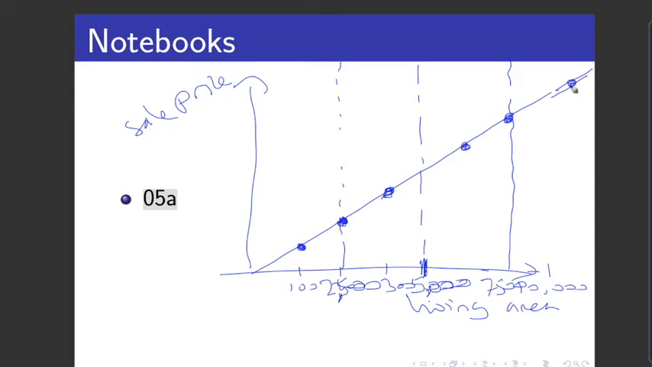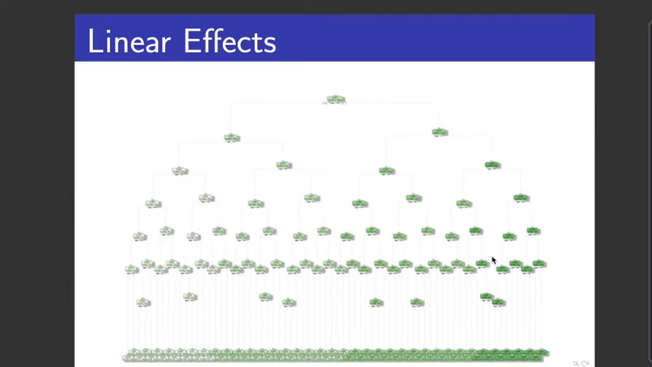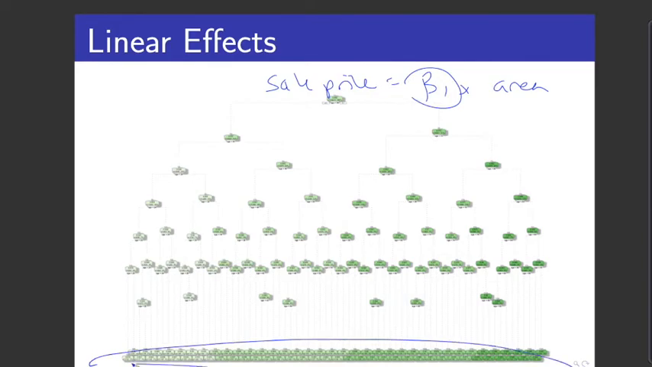Something like that. If we want to have separate predictions all the way up and down this line, the only way to do it is to split again and again and again until we have a split for every different value of living area. And what does such a decision tree look like? Here is what such a decision tree looks like. It's insanely stupid. If you think about it, all a linear model would have had to do in this particular case would be to write sale price equals beta 1 times area. Just one parameter. And here you've got loads of different leaves.